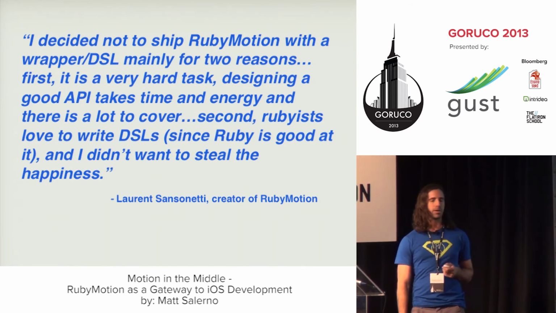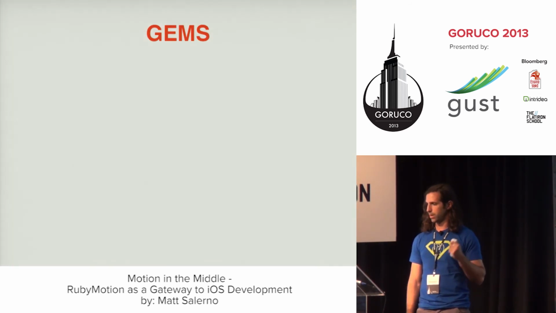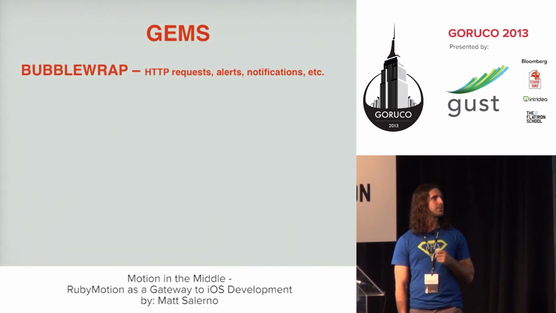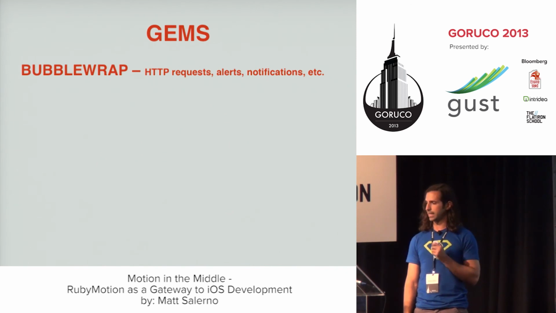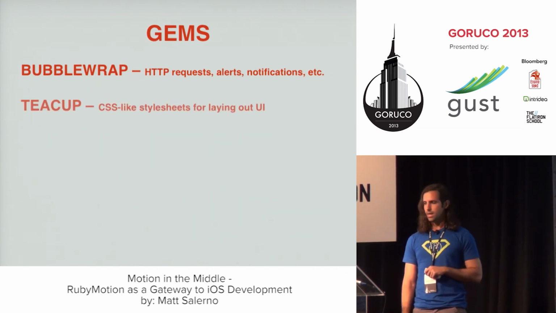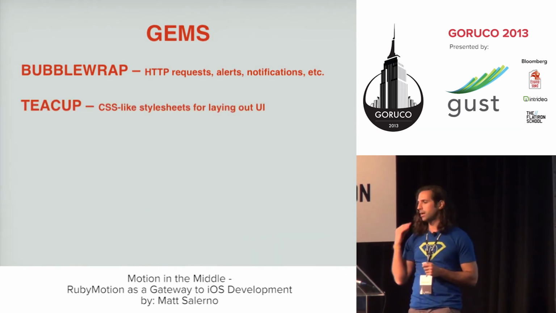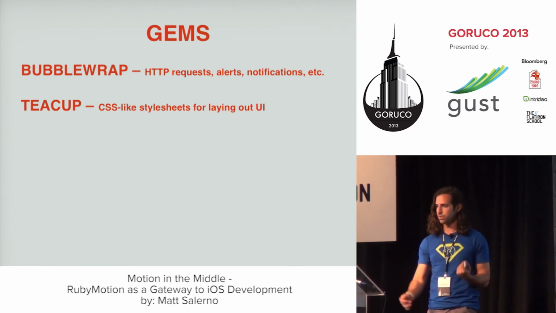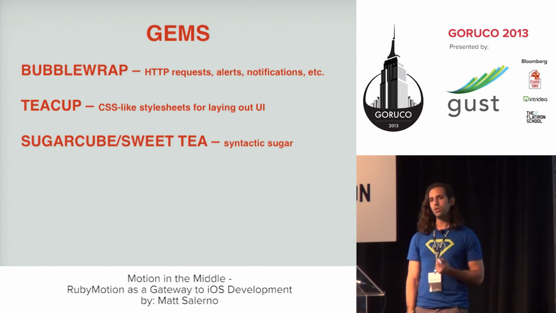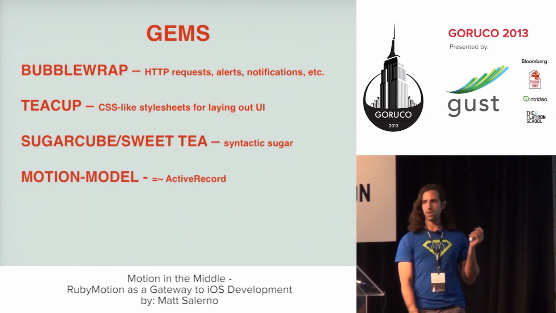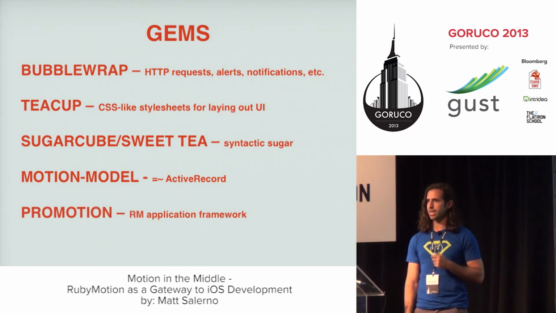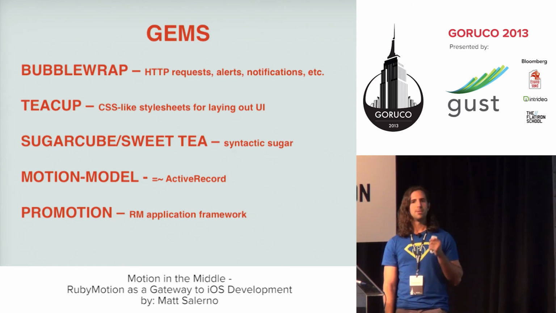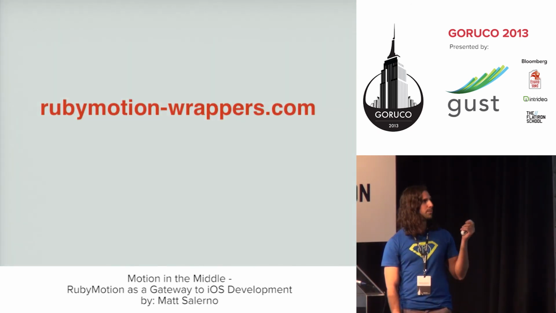So I'll just list off a bunch of the gems in RubyMotion that are doing this right now. BubbleWrap is a great one that wraps HTTP requests, the alerts, the camera, very heavy duty, it's awesome. Teacup lets you write CSS-like style sheets to lay out your UI, which can turn into some very fussy code with the Cocoa framework, so that's really great. SugarCube and SweetTea throw some syntactic sugar on top of these libraries. MotionModel is like an ActiveRecord port for RubyMotion, and ProMotion is getting a lot of attention right now. It's a cool application framework. I know that was really quick, but you can check these out and a bunch of other ones on RubyMotionWrappers.com if you're interested.